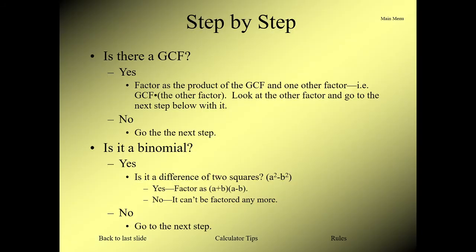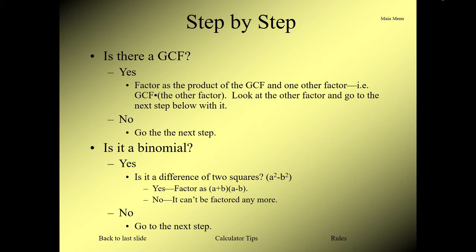So step by step, is there a GCF? If there is a GCF, then factor out as the product of the GCF and one other factor. Look at the other factor and go to the next step. If not, then you go to the next step. So you ask another question: is the function a binomial? If the given function is a binomial, is it a difference of two squares? If yes, then factor it as a plus b and a minus b. And if not, it cannot be factored anymore.